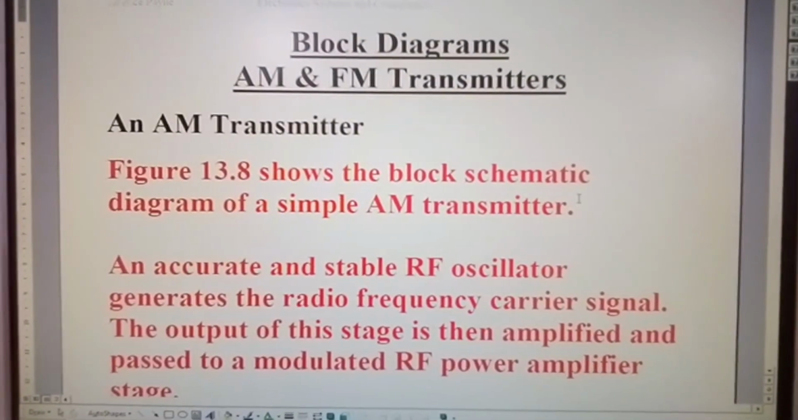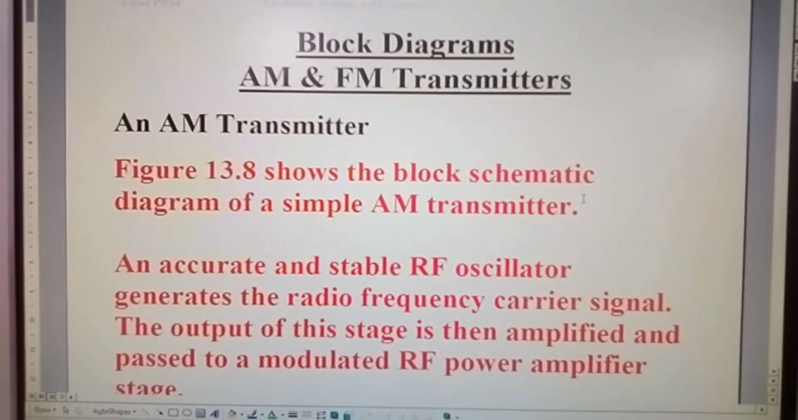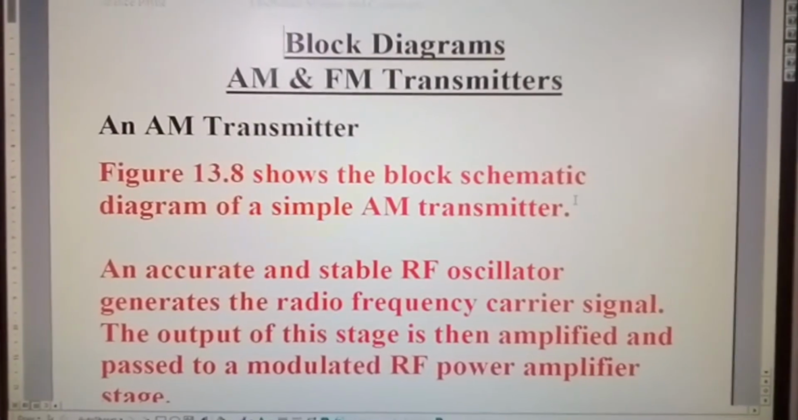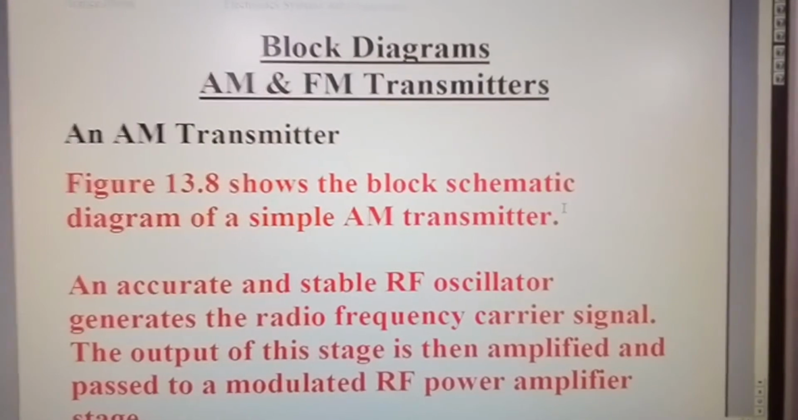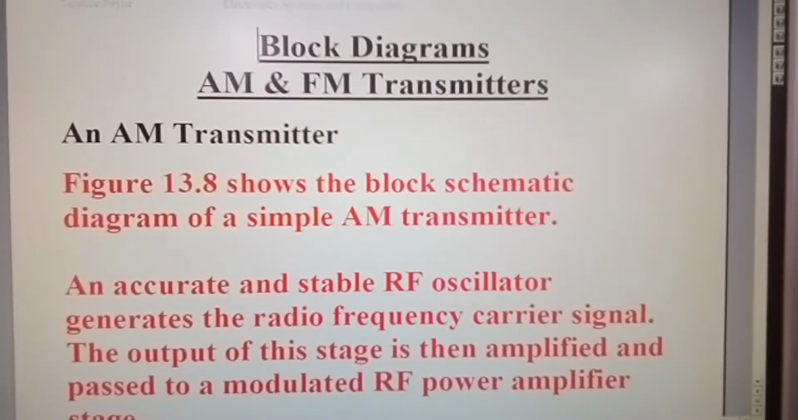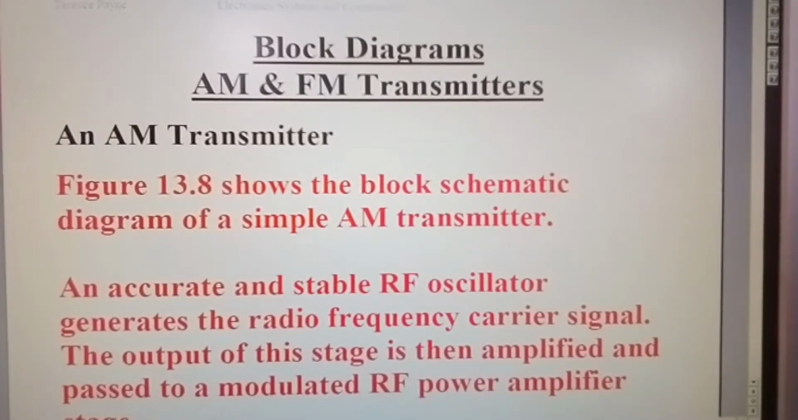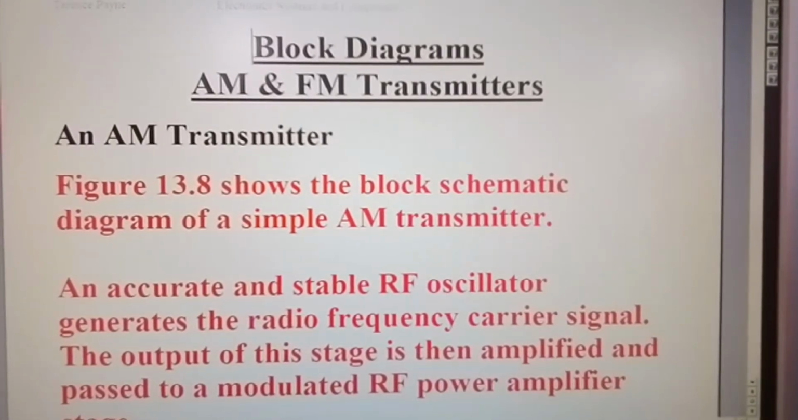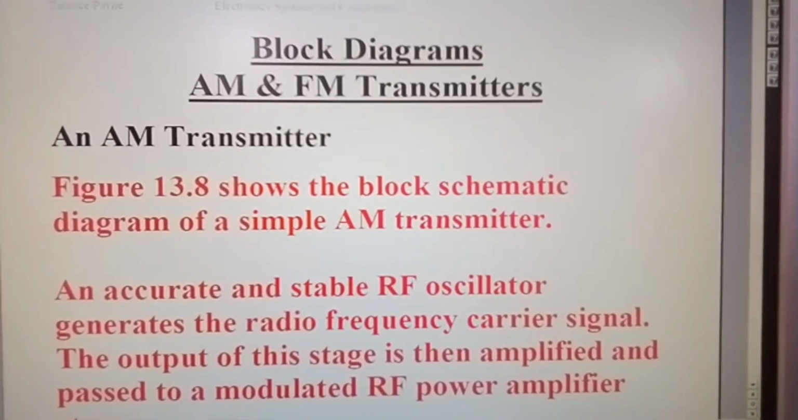Okay, welcome back. What I want to look at is purely block diagrams in reference to AM (amplitude modulation) and FM (frequency modulation) transmitters. Now, this is information purely if you're going to go further or deeper into electronics. Certain parts of it might be relevant for the electrical side, but you don't have to know this in that sense, but it may still be useful.